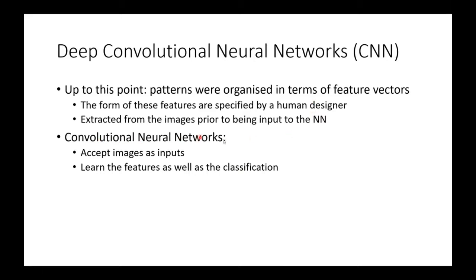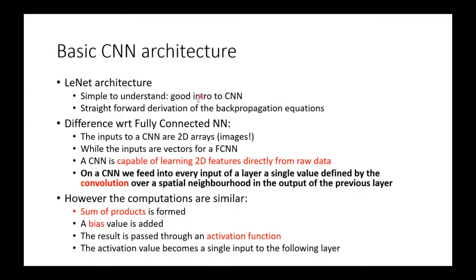A convolutional neural network doesn't need these predefined feature vectors. The inputs to a convolutional neural network are images. And somehow, as we are going to see today, these CNNs, these convolutional neural networks, learn the features as well as the classification of the images. We're going to see the LeNet architecture. It's well described in the book, and because it's simple to understand, it works as a good introduction to convolutional neural networks. The derivation of the backpropagation equations is straightforward.